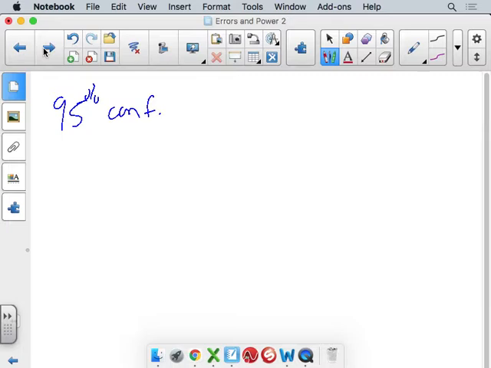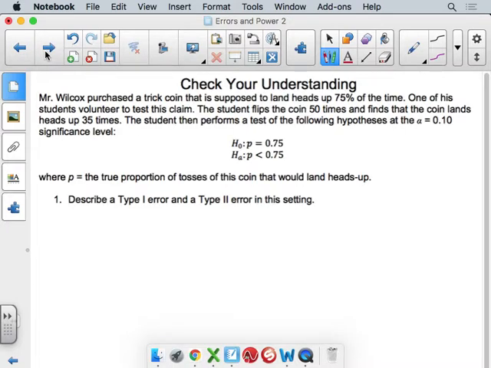Alright, so let's do some problems, and hopefully we'll get a little more confident on this. Okay, so this teacher purchased a trick coin, and it's supposed to land heads up 75% of the time. One of his students tests the claim, and they flip it 50 times and get heads up 35 times. So they got a p hat, 35 out of 50 is 70%. So they did a test, and 70% of the time it lands heads up.